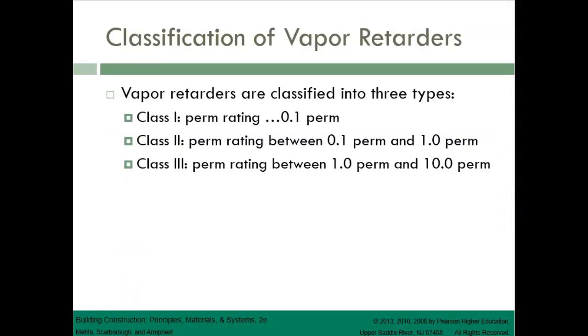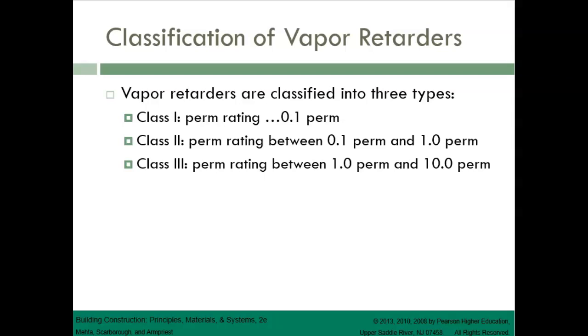So how do we select an appropriate vapor barrier? The International Building Code gives us prescriptions for the use of vapor retarders. If you take a look at page 157, a selection of appropriate vapor retarder materials, there's different climate zones. In fact, we're in climate zone number 4.